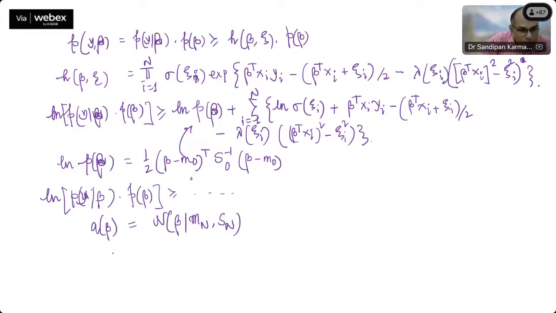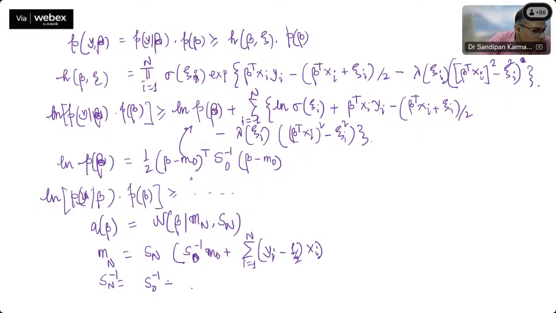So what are the values there? First Mn: Mn will be Sn, it's not an inverse, Sn, multiplied by S0 inverse M0 plus the summation of yi minus half, not 1, yi minus half, into xi, I equals 1 to capital N. And Sn inverse will be equal to S0 inverse plus 2 lambda of xi I, xi I xi I transpose, I equals 1 to N.